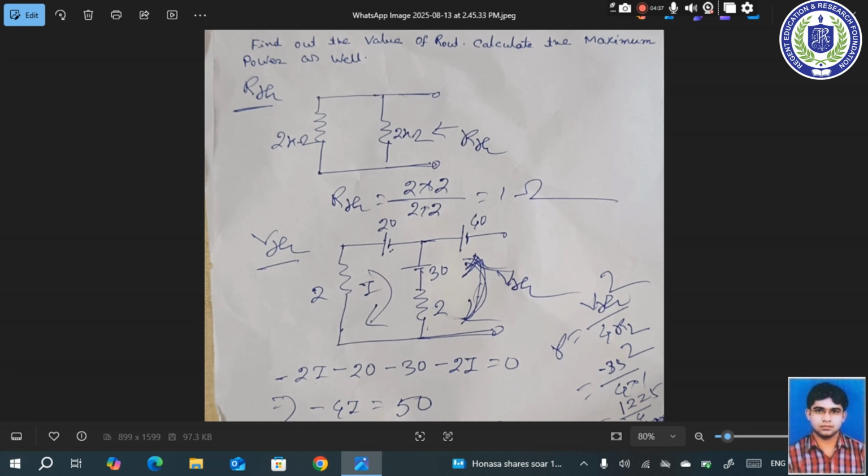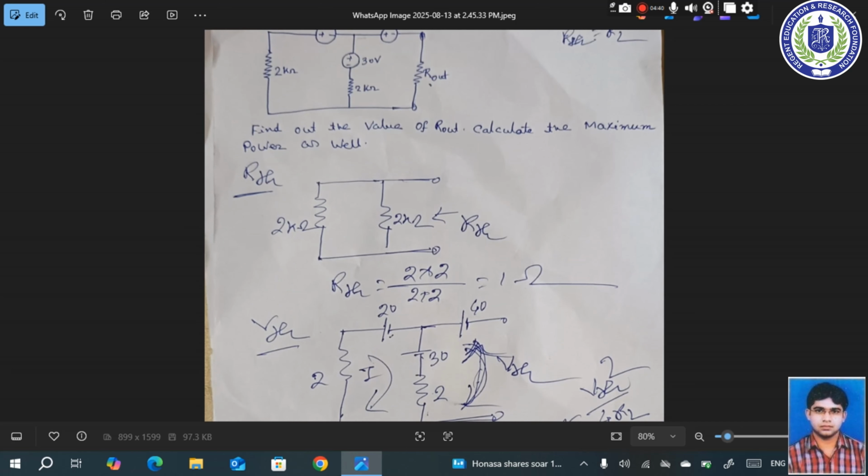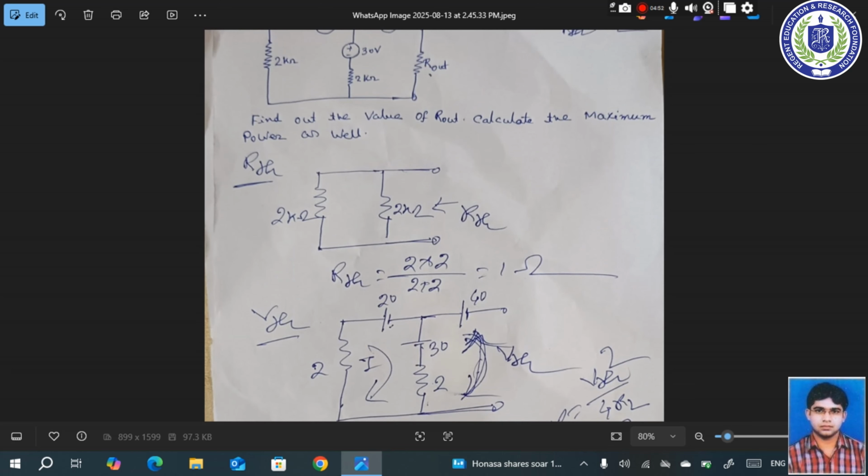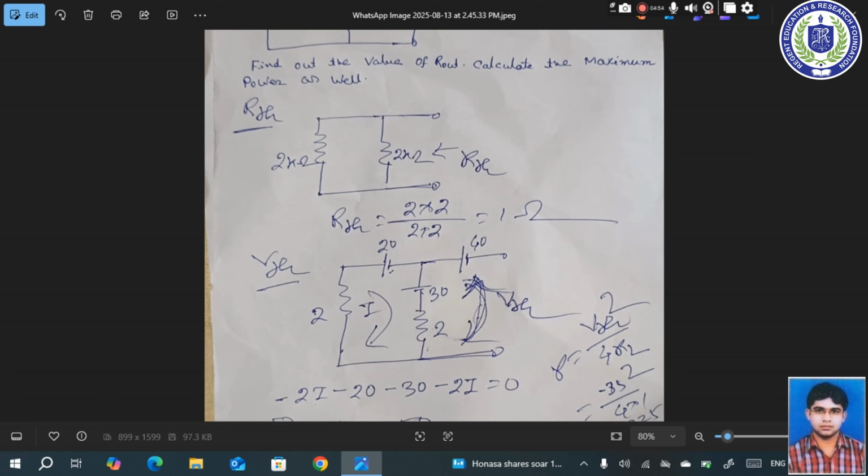So again we consider this particular circuit, and the voltage sources come back. The circuit becomes this 2 kilo ohm, this 20 volt and 30 volt, 2 kilo ohm, and 40 volt, all connected, but this terminal is open.